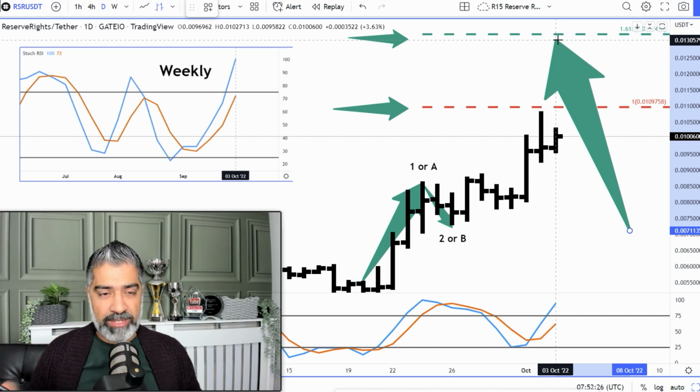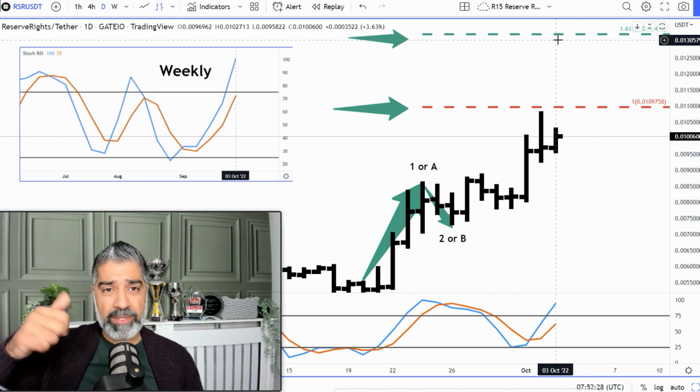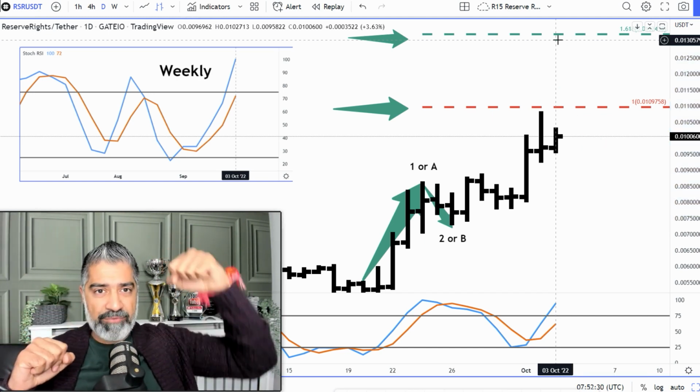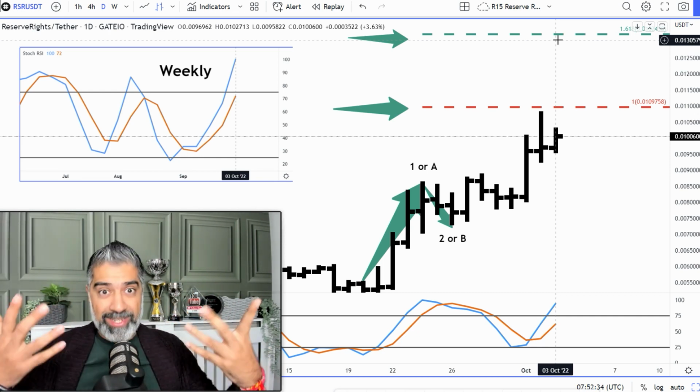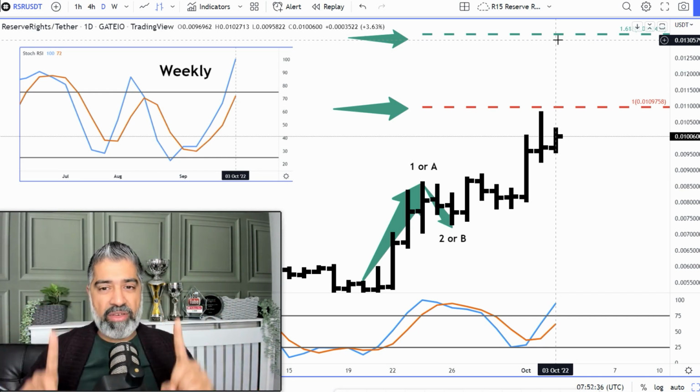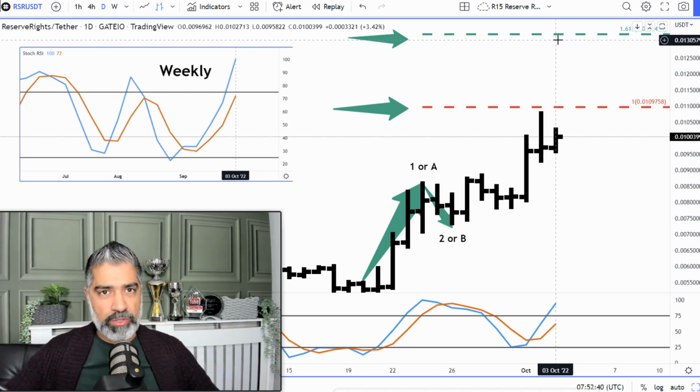So let's just summarize here. We got the weekly momentum is pointing up, which is the higher degree time frame. We got the immediate time frame, which is the daily, also pointing up. So what does that tell us? Anticipate further upside movement.